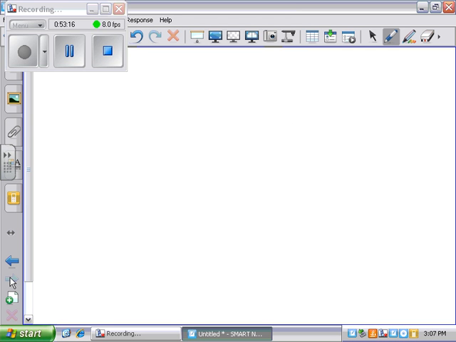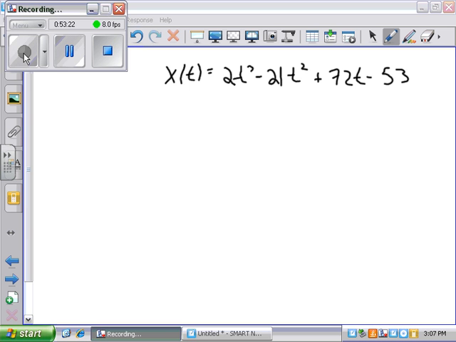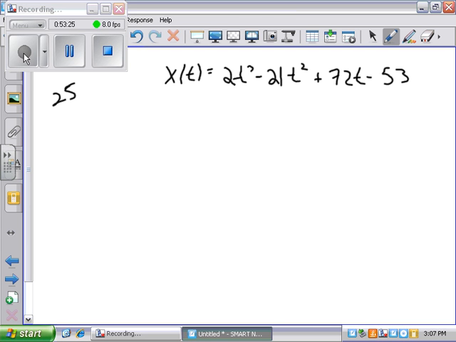Okay, 25. Oh, motion problems. We love this. They gave you the position function. They want to know when it's at rest. Here's the position. Want to know when the particle's at rest. So what do I have to do? I have to get the velocity and find out when it's 0.